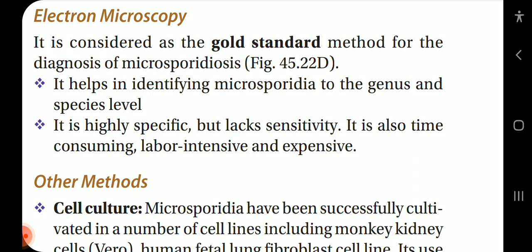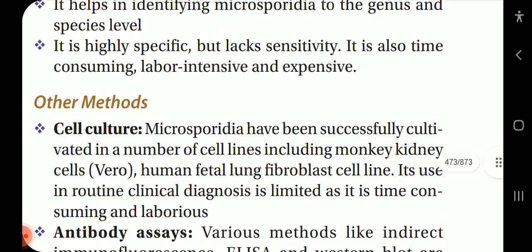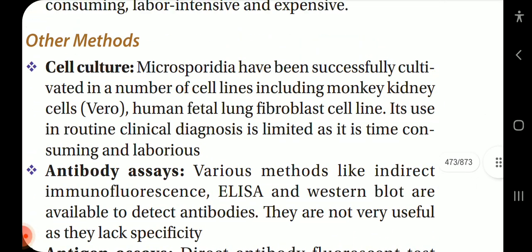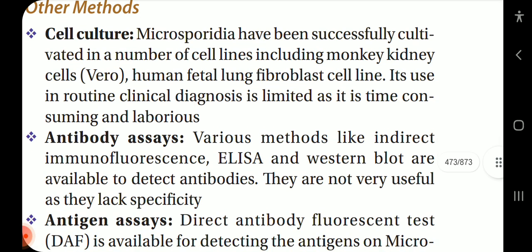It helps in identifying Microsporidia to the genus and species level. It is highly specific but lacks sensitivity. It is also time consuming, labor intensive, and expensive. Other methods include cell culture. Microsporidia have been successfully cultured in a number of cell lines including monkey kidney cells (Vero) and human fetal lung fibroblast cell line. Its use in routine clinical diagnosis is limited as it is time consuming and laborious.